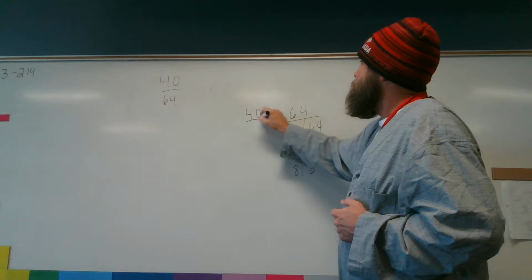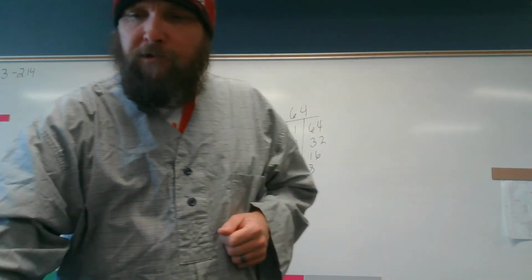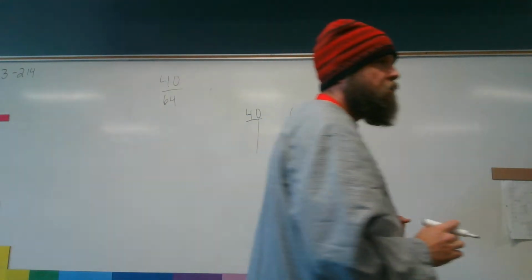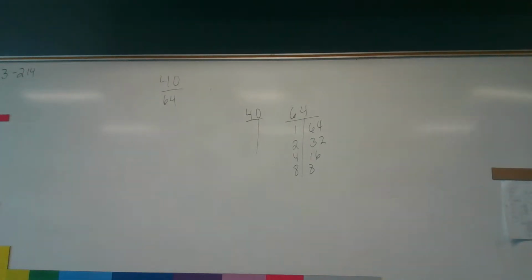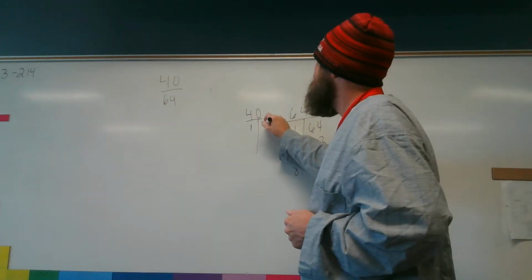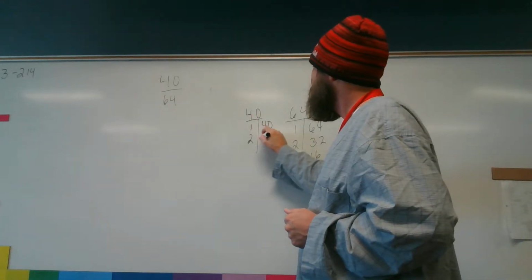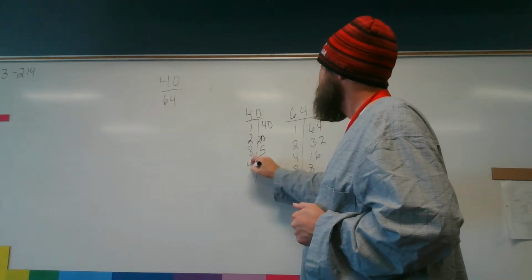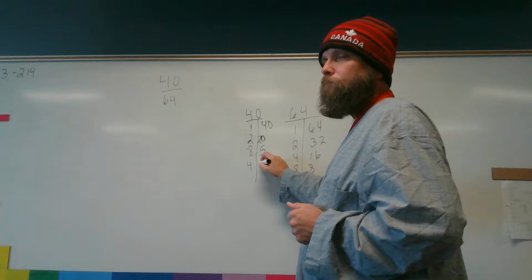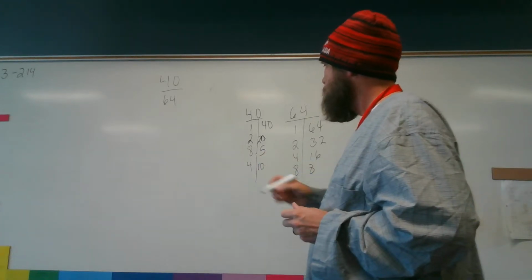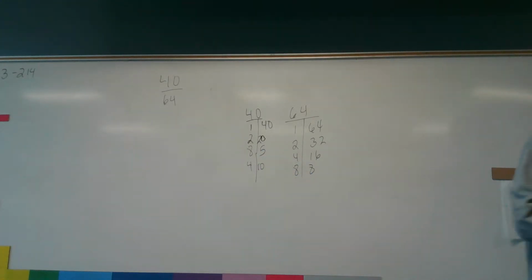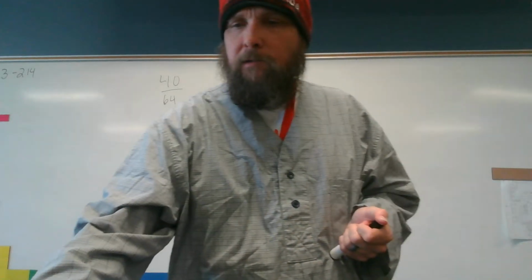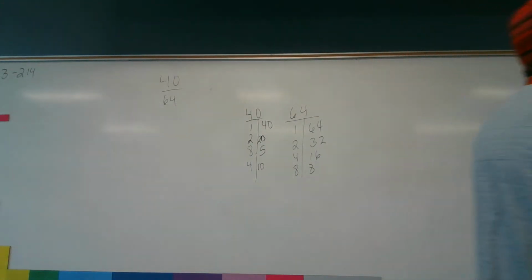So now we need to do the factors of 40, and I'm using Team Shake because I paid 99 cents for it, so I'm going to get my money's worth. So Jake, what are my factors of 40? 1 times 40, 2 times 20, 8 times 5, 4 times 10. Good. So those are my factors of 40, and I have my factors of 64.